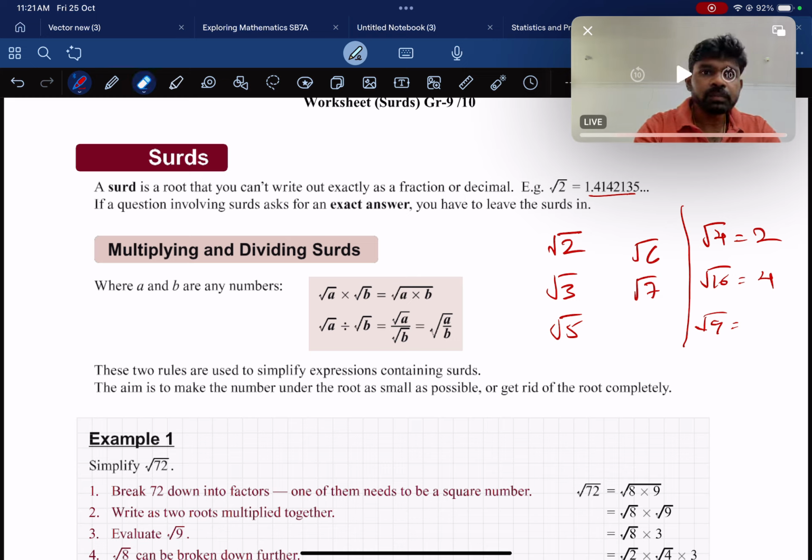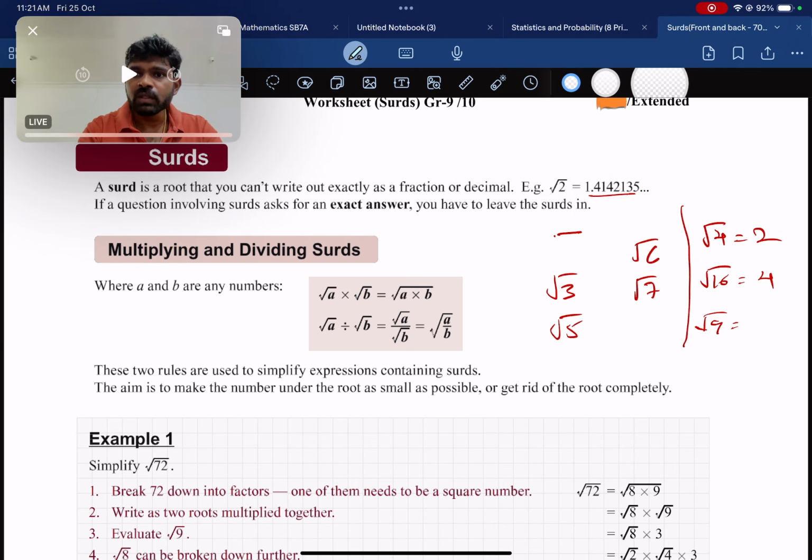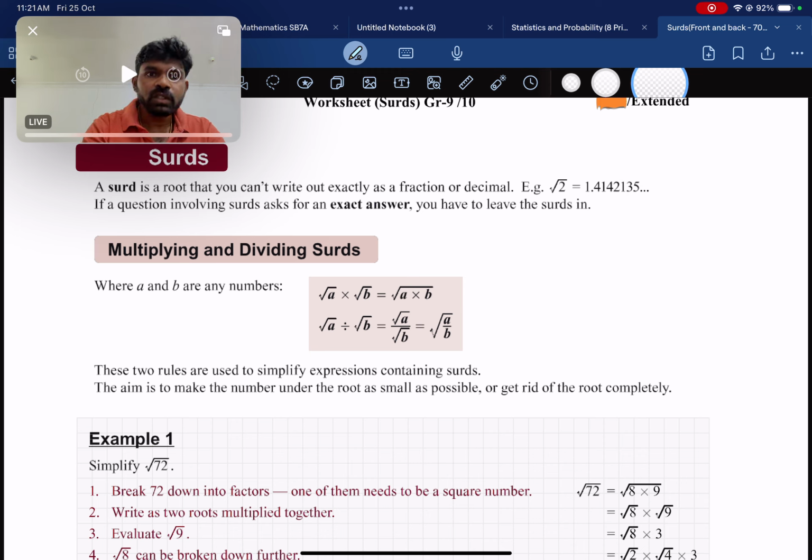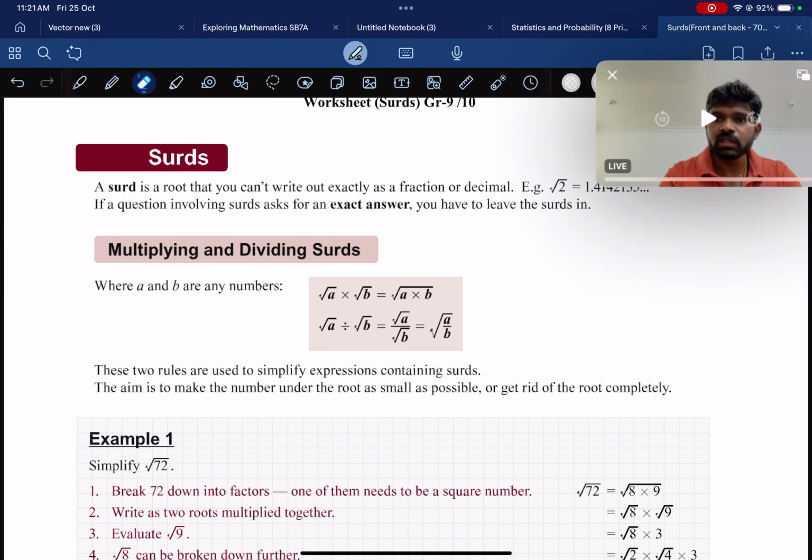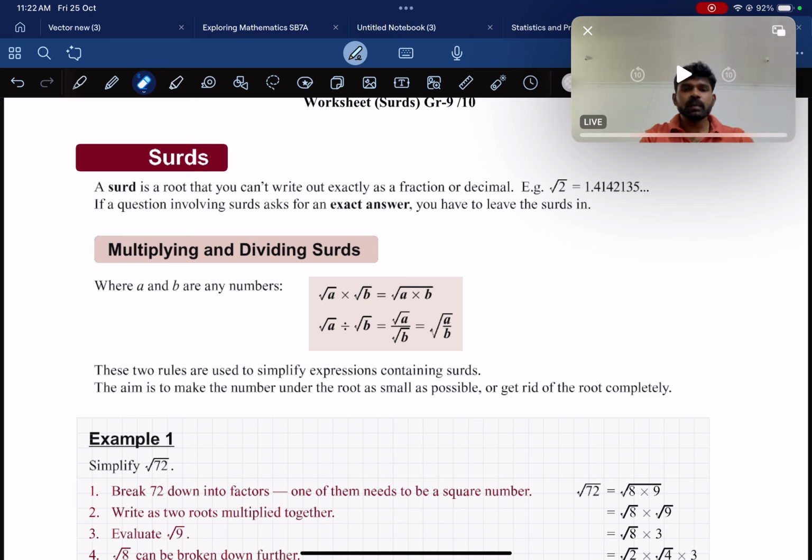So there are some rules that we'll be discussing in this. The first rule is multiplication and division of surds. So how are we going to multiply and divide the surds, that I'll be discussing here.